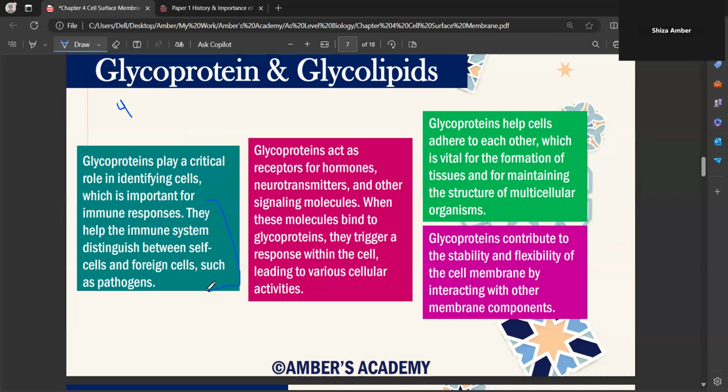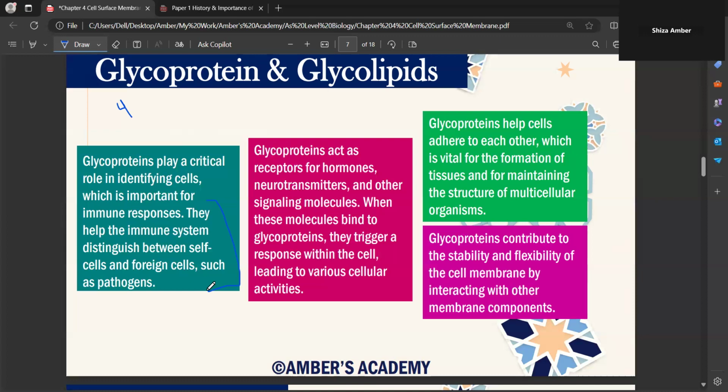For example, they may act like highlighters, because they are trying to identify the cells. They are trying to distinguish between the cells that are of the body and the cells that are foreign in nature. Foreign cells could be of pathogens, and pathogens are basically microorganisms. They can be viruses, they can be bacteria. So they highlight those cells that are foreign, so an immune response can occur. This is the first function of glycoproteins or glycolipids.